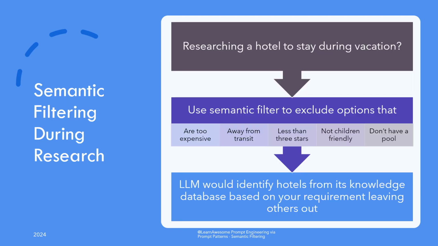You can apply this pattern to research certain products, like let's say you are trying to identify a hotel to stay during your vacations to a nearby city, and you would want to exclude certain options based on a variety of attributes, like too expensive, far from transit, less than 3 stars, not having a pool, and it would fully understand your instructions and apply the appropriate filters.